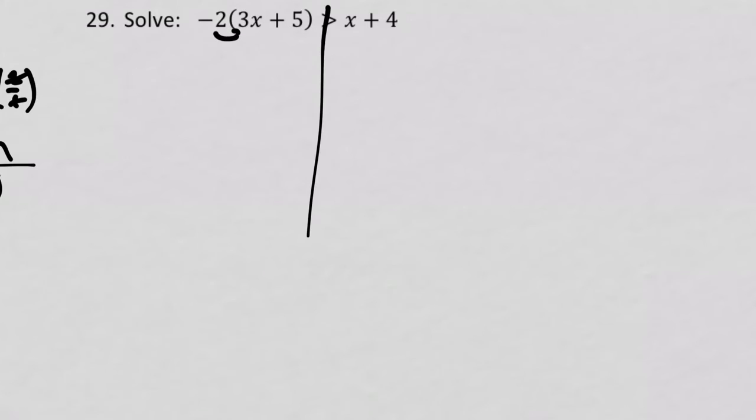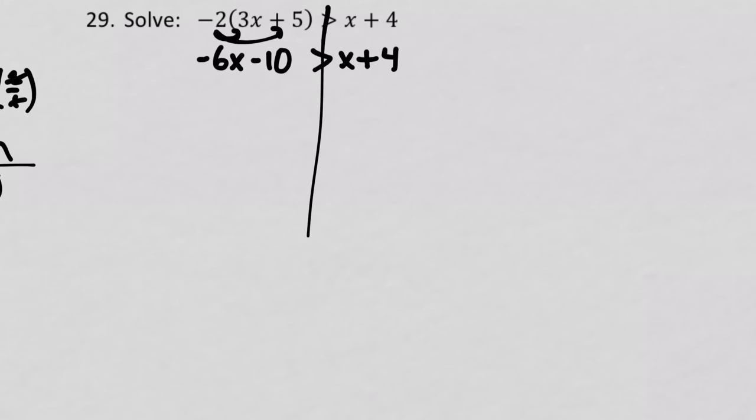So I'm going to distribute the negative 2. Make sure you distribute the negative 2. So negative 2 times 3x is negative 6x. Negative 2 times 5 is negative 10. Inequality is going in that direction.